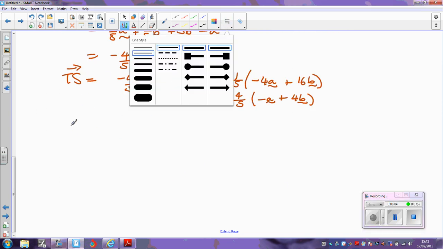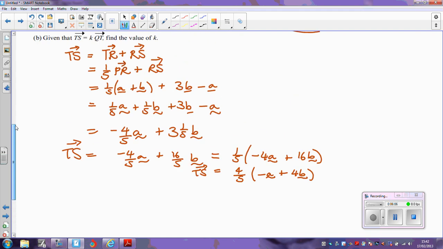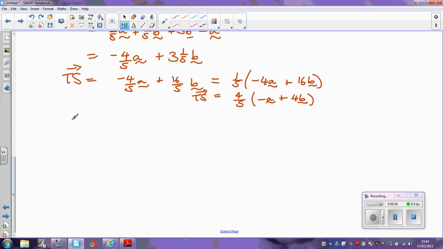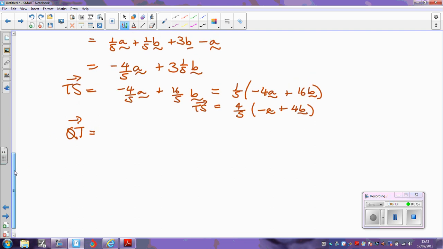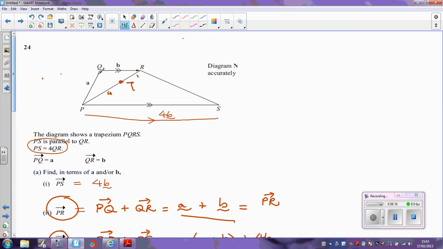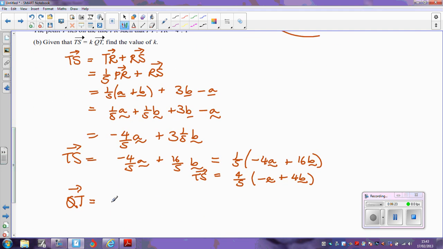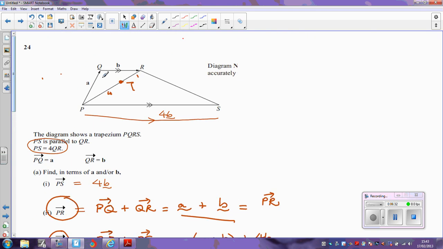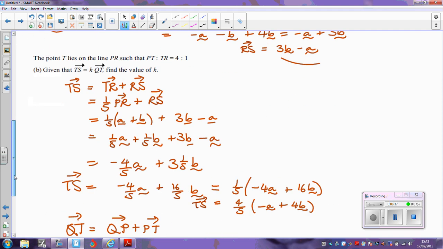Okay, the other thing that I need to find now is the vector QT. So let's find QT. Let's go back up to the diagram to think how to do QT. Well, QT, to get from Q to T, I'm going to go from Q to P and then P to T. So I'm going to do QP plus PT. Right, the vector QP, well, I know that the vector PQ is A, so QP is just going to be minus A.